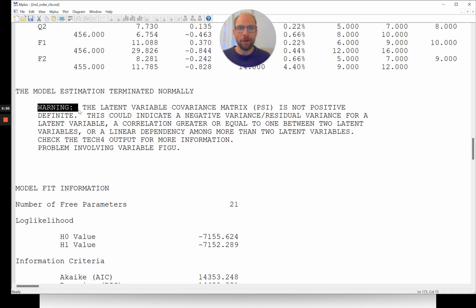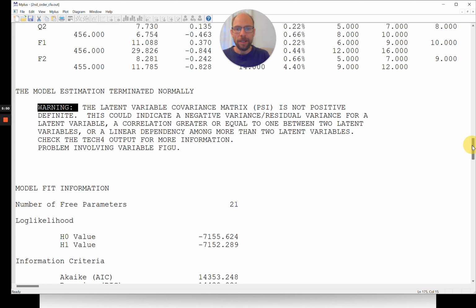There's something about a variance or residual variance or correlation estimate related to FIGU that is not quite right, or there's some sort of linear dependency involving this variable. So let's check out what this means, because oftentimes people are scared or confused and they don't know what to do. They don't know whether they can use the model, what this actually means.